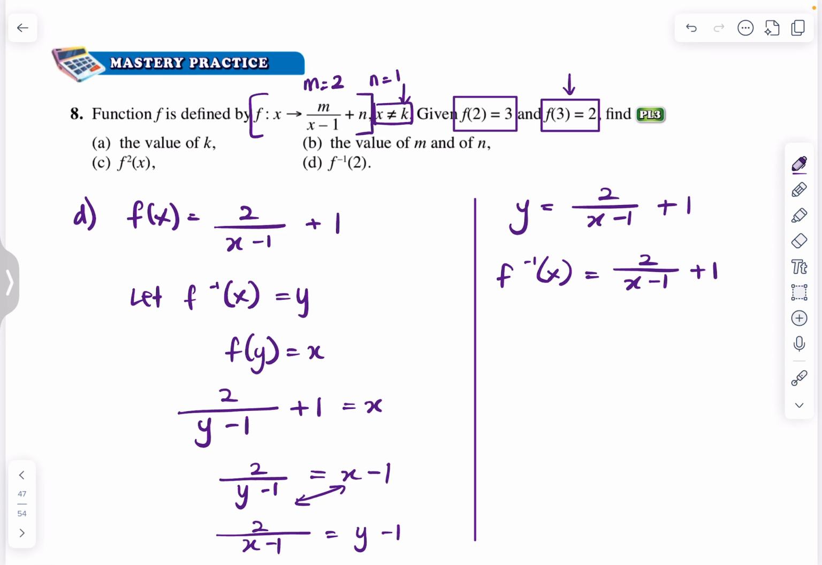Right. So f inverse 2 is 2 over 2 minus 1 plus 1. So this is 2 over 1 plus 1, which is 3. That's all.